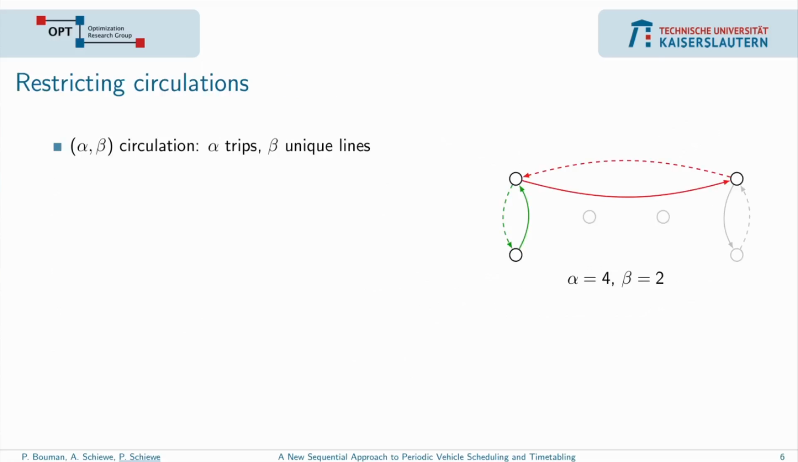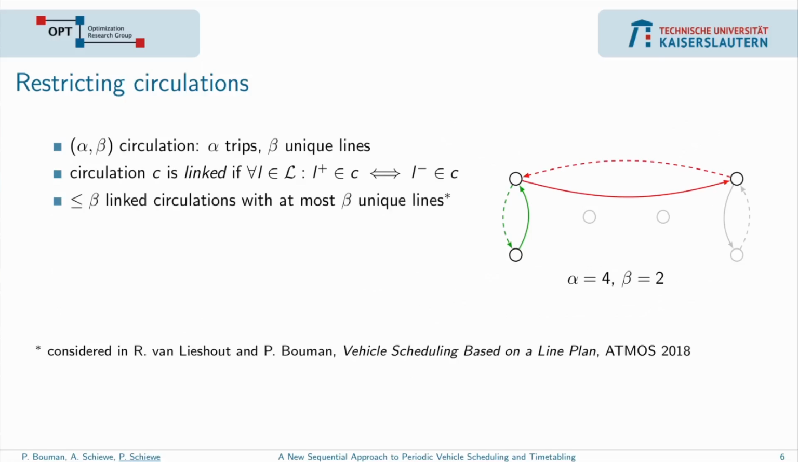And therefore, we are considering alpha beta circulations, where alpha is the number of trips and beta the number of unique lines in a circulation. For this circulation here, we have 4 different trips, but only 2 unique lines. A circulation is linked if for each line both directions are contained in the circulation, and then smaller equal beta linked circulations are circulations which contain at most beta unique lines.